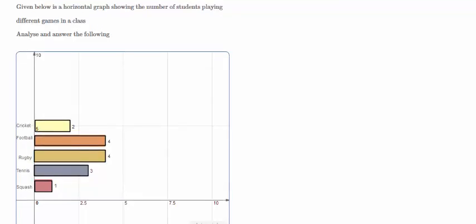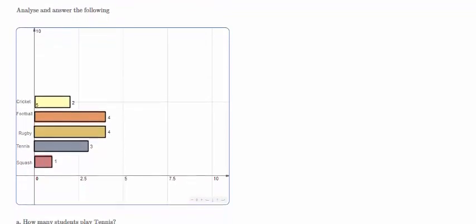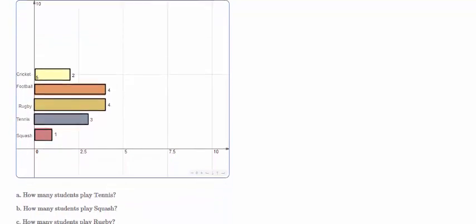And then by looking at the graph, we could answer simple questions such as, how many students play tennis? The answer is 3. So this is 3. How many students play squash? The answer is 1. This is 1. How many students play rugby? And the answer is 4. Easy, right? Or maybe which sport is played by 2 students? And that's cricket, because we have this 2 over here. So there you have a horizontal bar graph.